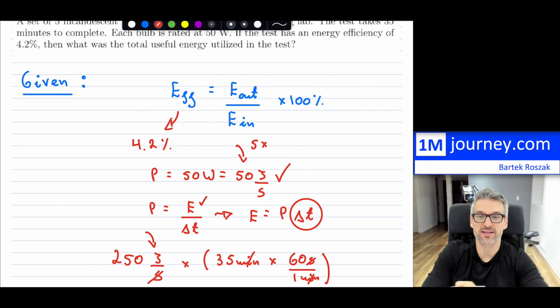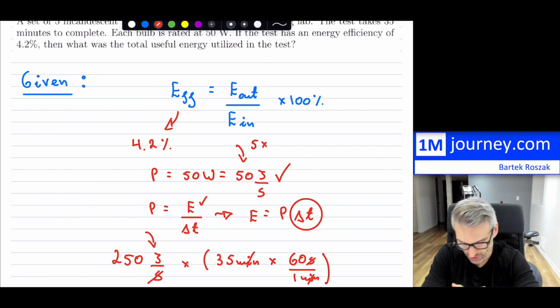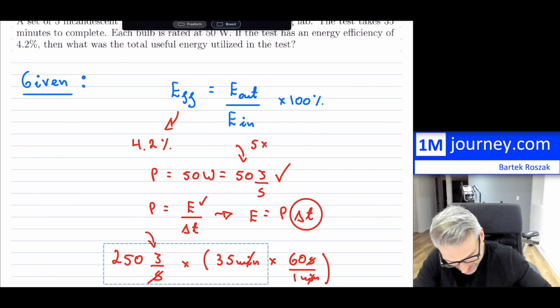Now, this is the energy that is being inputted. So, the light bulbs are taking in 50 watts, right? So every second they're taking in 50 joules in order to be lit, or whatever it is that they're doing. But we're only 4.2% efficient. So let's take a look and try to calculate this whole thing.